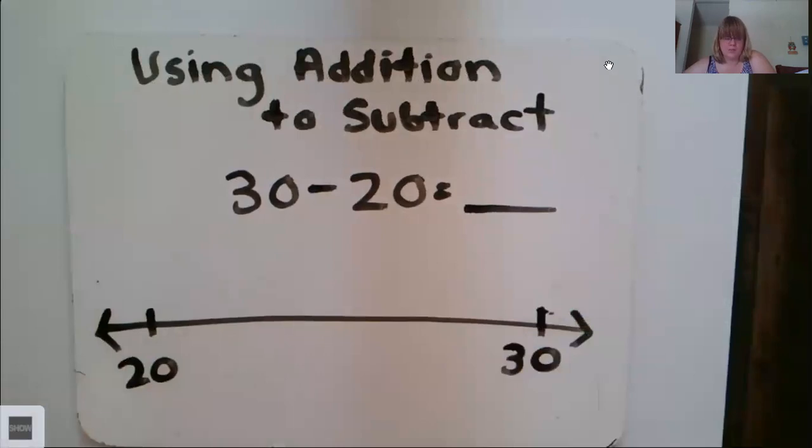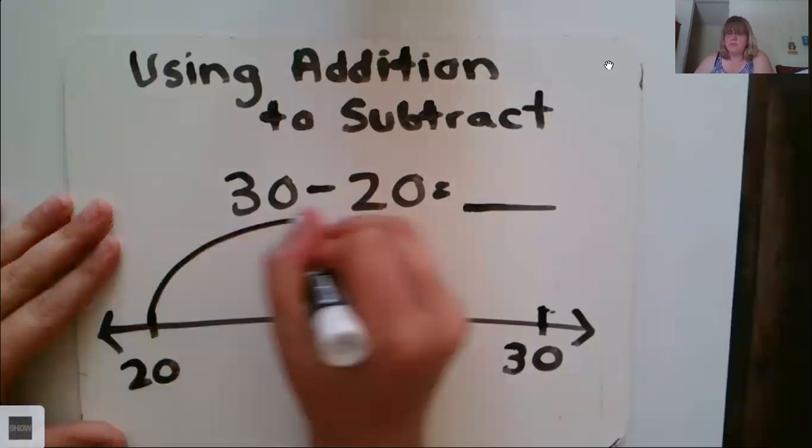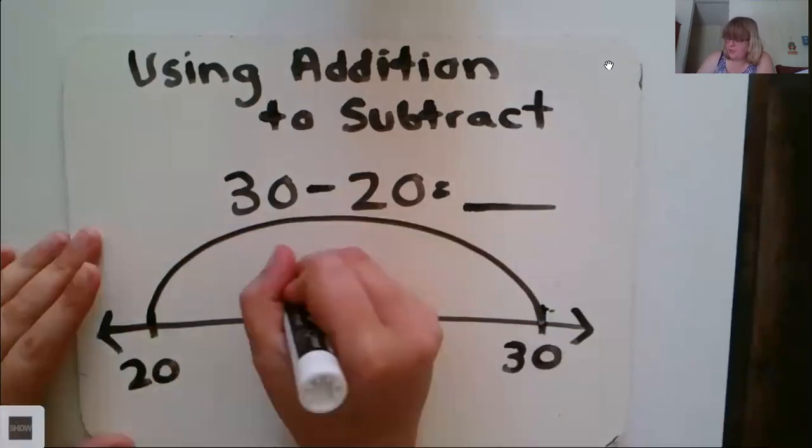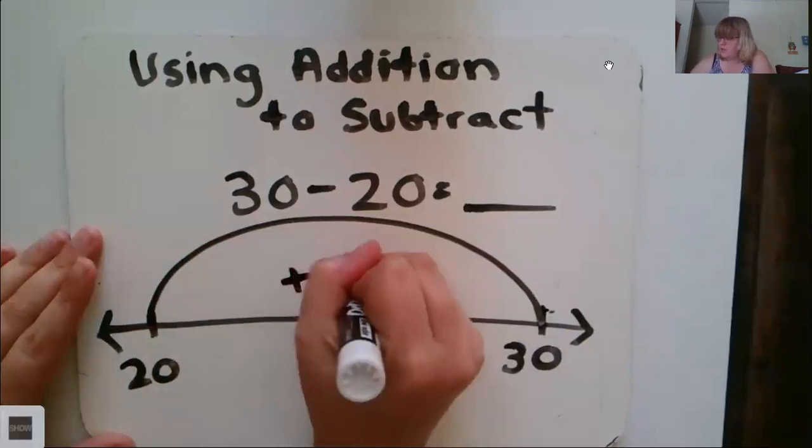And I want to think to myself, how many tens do I need to count on to reach this missing number? So we're going to think starting at 20. If I add 10 more, what am I going to land on? And I know 20 plus 10 actually gets me to 30. So it was pretty simple. So I had to do one big jump of 10 to get to 30.